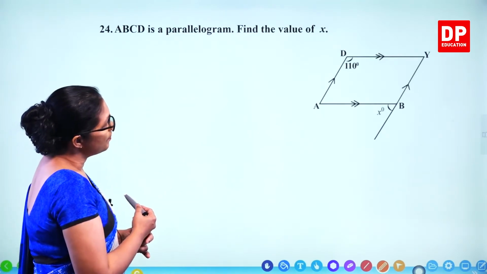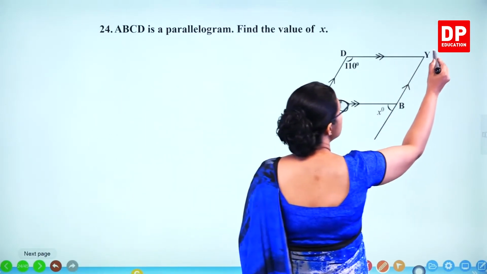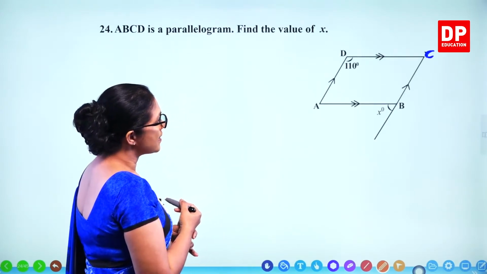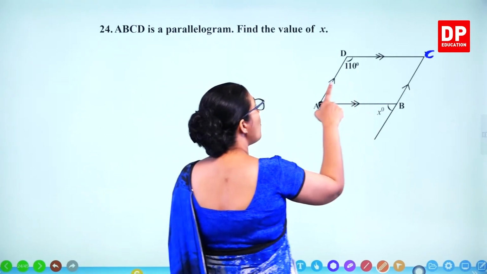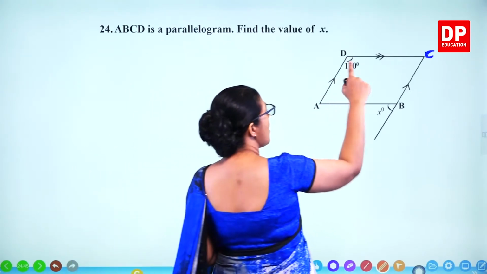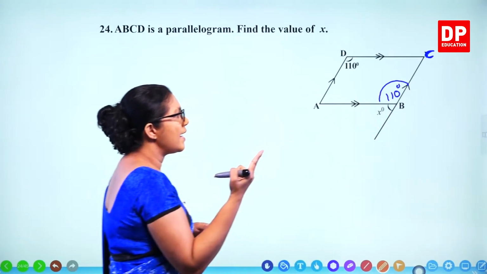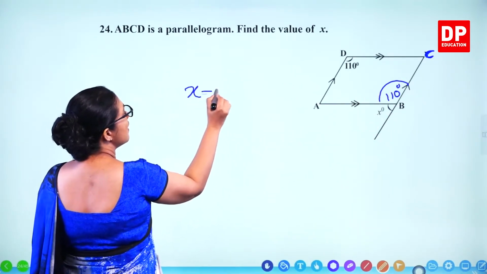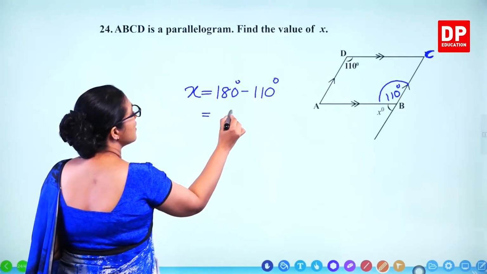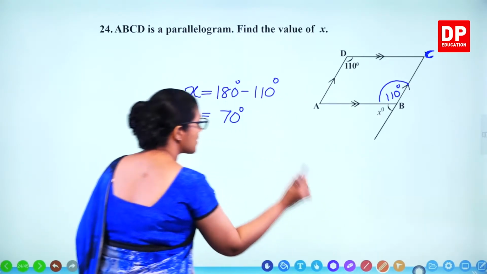ABCD is a parallelogram. ABCD, this is C. Find the value of x, this angle. We know opposite angles are equal in a parallelogram. If this is 110, this is 110. And we know this is a straight line. What's x? 180 minus 110, 70 degrees. You get 2 marks.